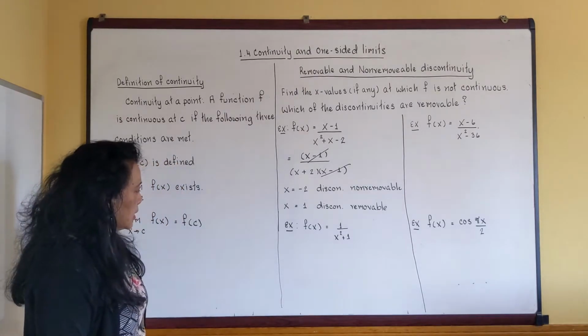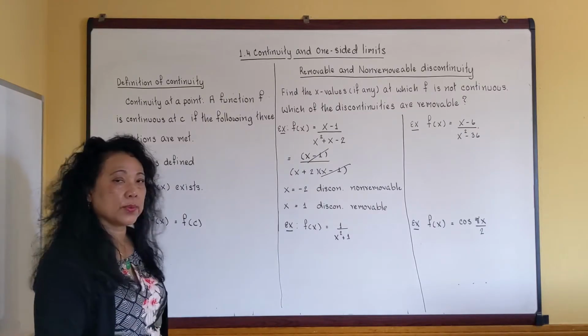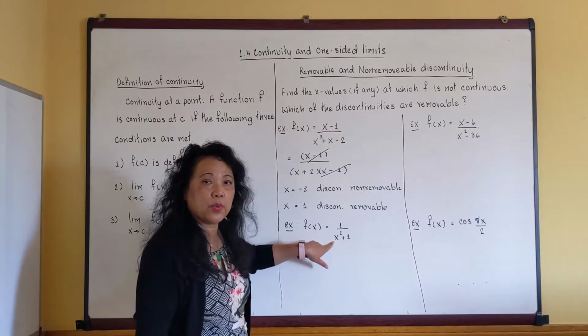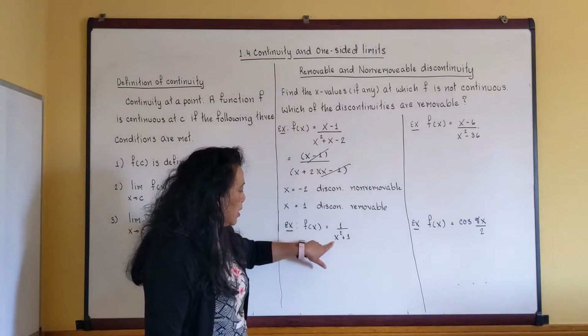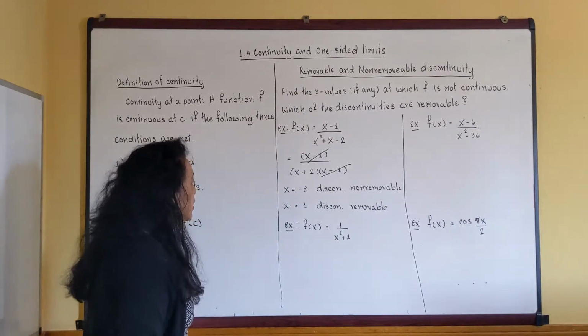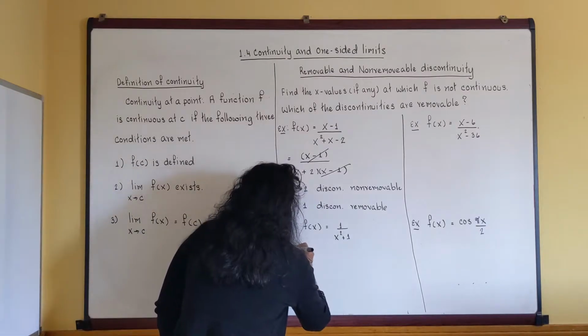Now look at the next function. I have f of x is equal to 1 over x squared plus 1. Now in order for the denominator to be 0, I need negative 1 here. That's nothing, a real number squared is not going to equal negative 1. So this is continuous for all real numbers.